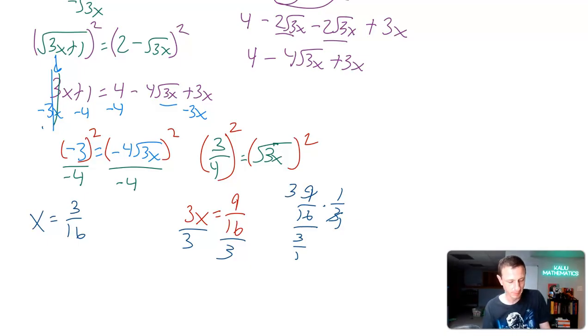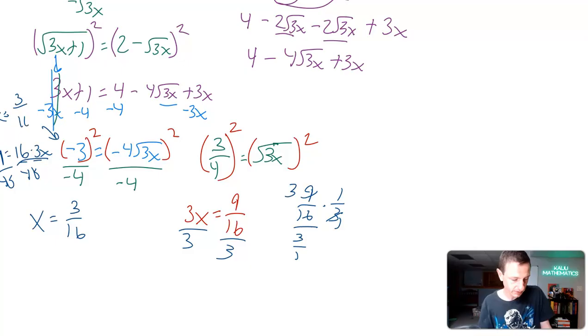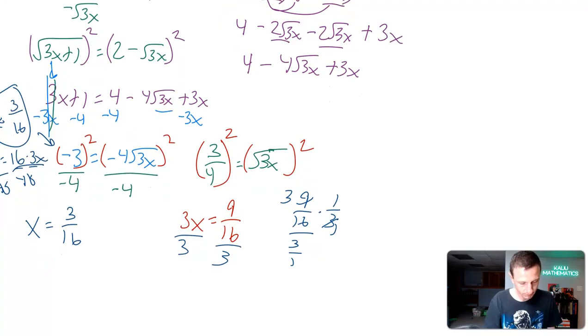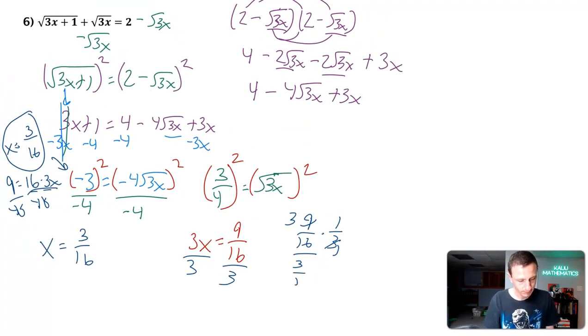Yeah, because if you just did this step right here, negative 3 squared is 9 equals negative 4 squared times 3x. Negative 4 squared is 16, times 3x. So that'd be 3 times 16, which would just be 48, right? 16 times 3 is 48. So then you'd be dividing by 48 on both sides, which would simplify down to: 3 goes into 9 3 times, 3 goes into 48 16 times. So you get the same thing. All right, cool. There we go.